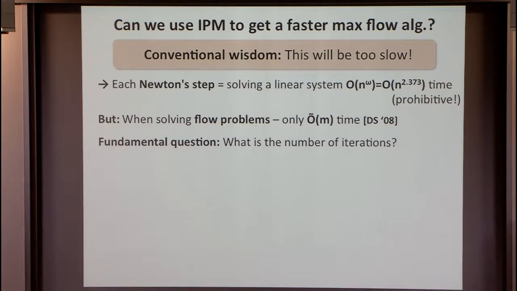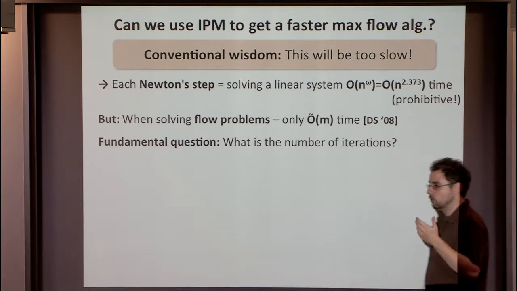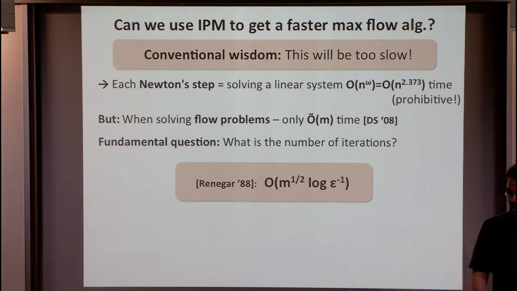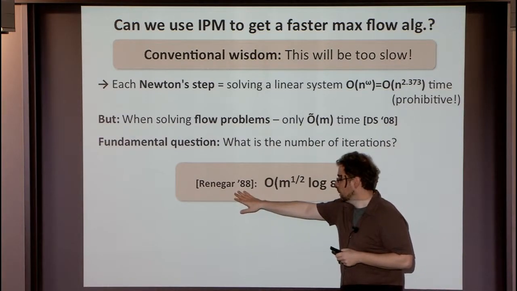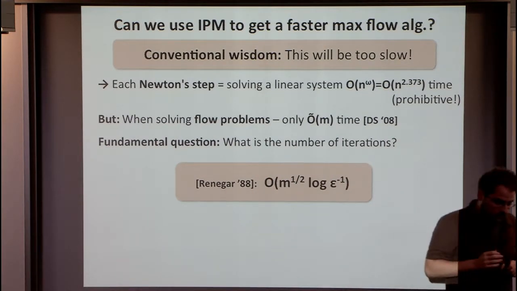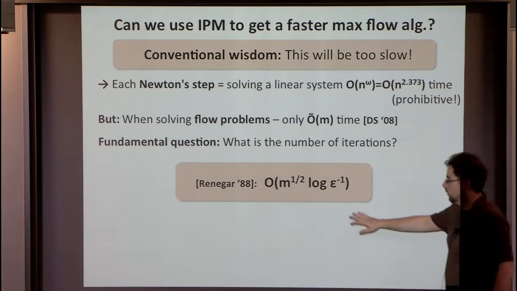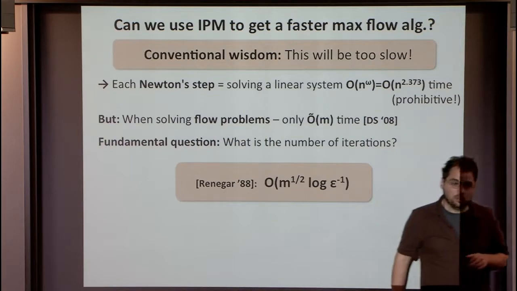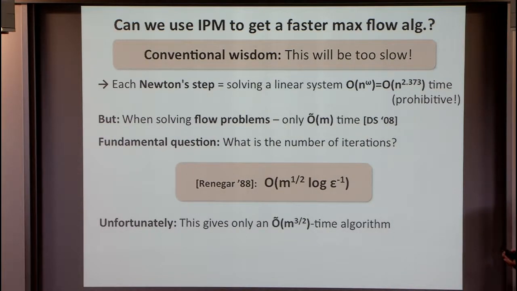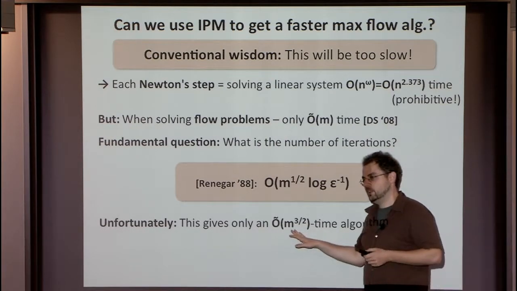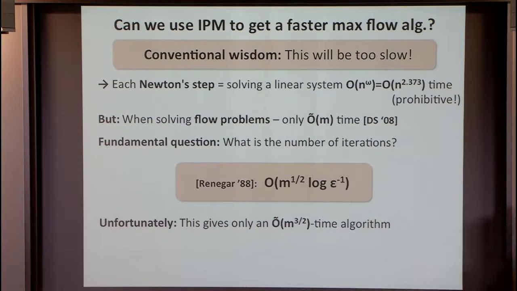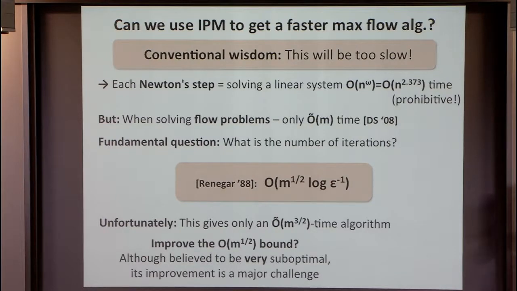So the question is, how many iterations do we need before we converge close to the optimum solution? This is a very well-studied question, because it's fundamental in the theory of interior point methods. Renegar showed in 1988 that this bound is roughly square root of n. Putting this all together, you get yet another n to the 3 halves algorithm for max flow. There is really something annoying about this 3 halves, that it shows up over and over.